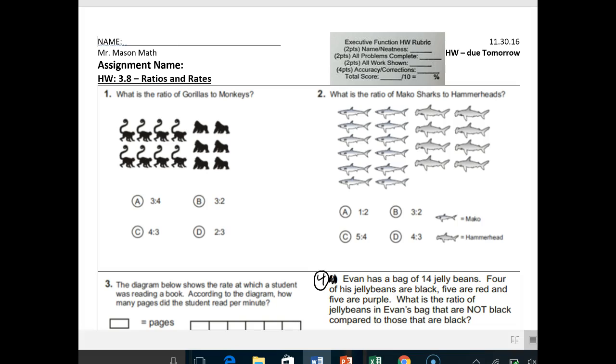I know I already had a homework 3.8. We'll just call that a number fluency homework, and this will be the regular homework 3.8, so it matches up with the notes. Right? So this says, what is the ratio of gorillas to monkeys?